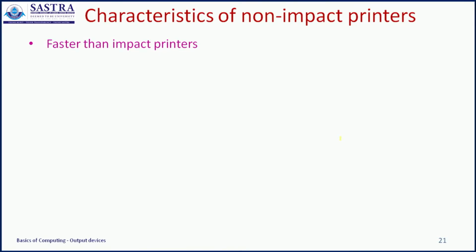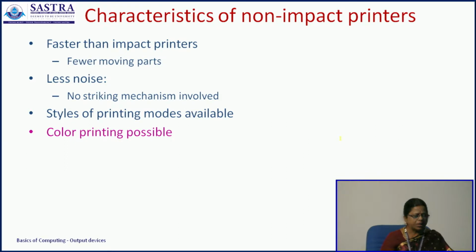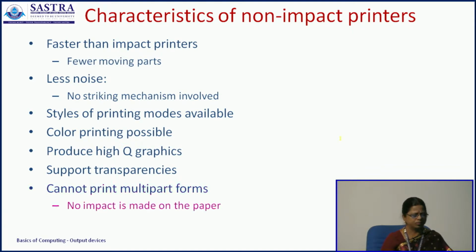Let us see the characteristics of non-impact printers. They are faster than impact printers because they have fewer moving parts. They make less noise because there is no striking mechanism involved. Different styles of printing modes are available here. Even color printing is possible. They are capable of producing high quality graphics. They support transparencies, that means we can take a printout on an OHP sheet. They cannot print multi-part forms, like when you want to take carbon copies or different color copies, we cannot do that, because no impact is made on the paper. These are the characteristics of non-impact printers.